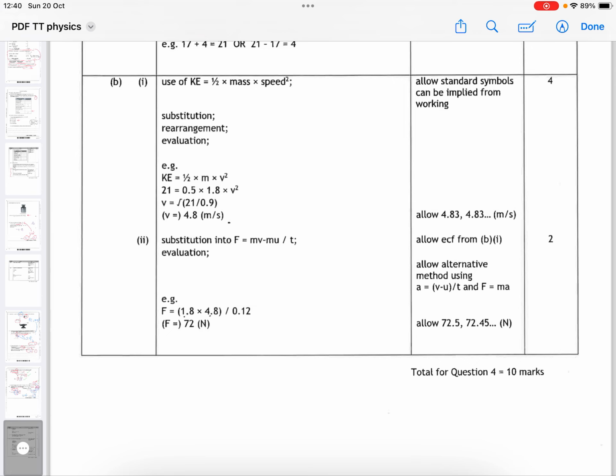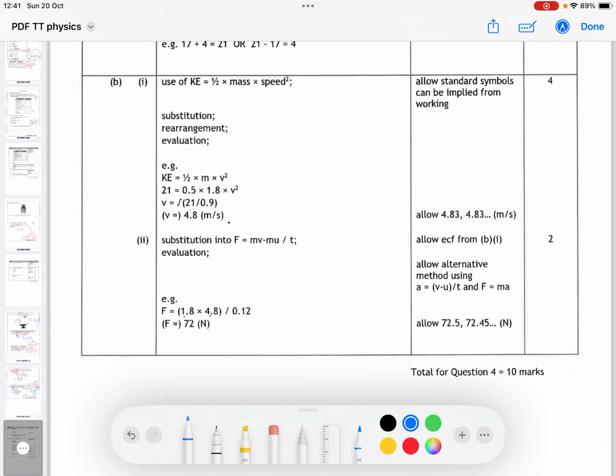And the final bit, to get the 72 newtons, is basically changing Newton's second law. They've changed Newton's second law into F equals change in momentum over time taken. But I think it's actually easier to do F equals m v minus u over t, because then you don't have to calculate the mass twice. So anyway, there are different ways of doing it. It's just maths. So if you can do algebra, you can get the answers, okay?